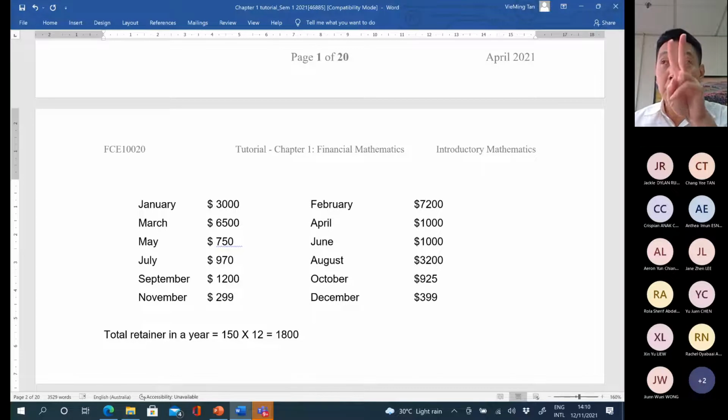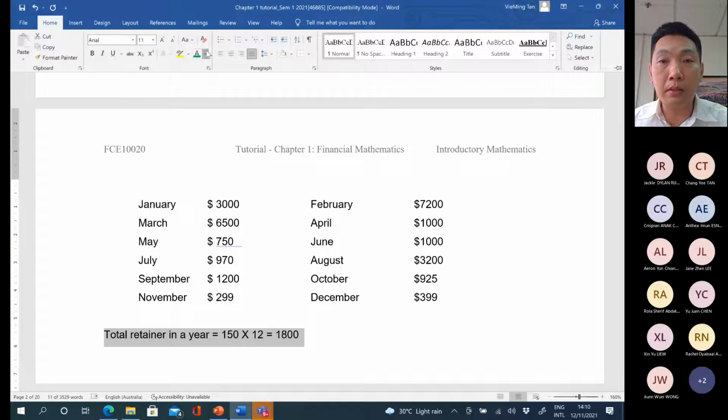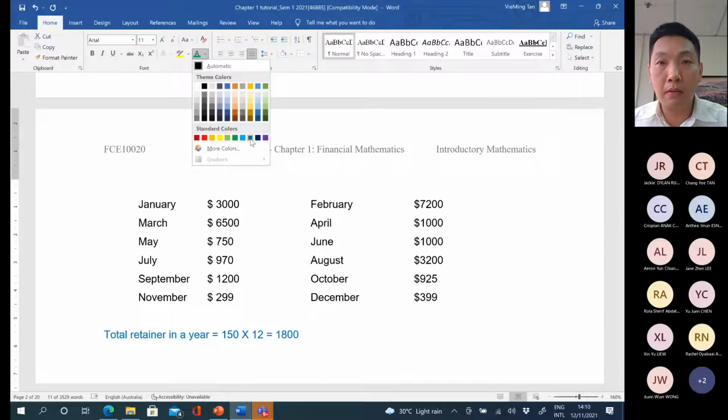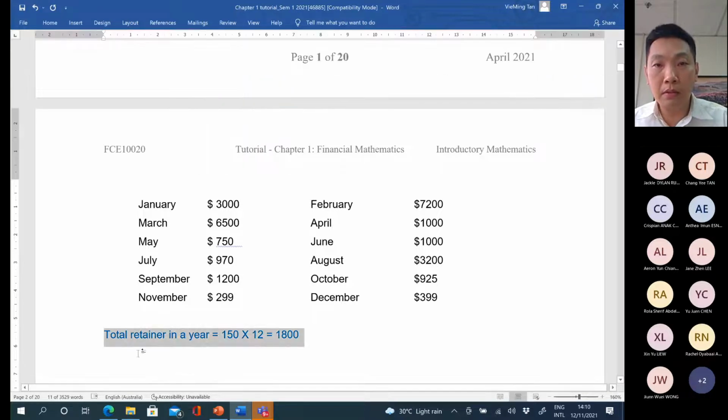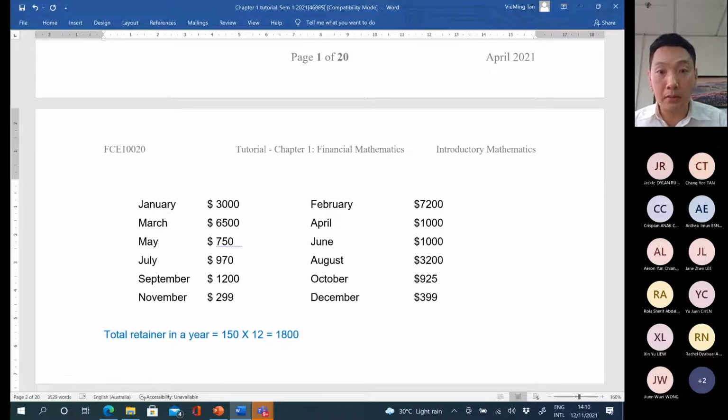Because we know that there are two sources of income for each salesperson, now we calculate the total retainer first. Maybe I can use blue color. Then the next step now is that we have to calculate the total commission earned in a year, right?